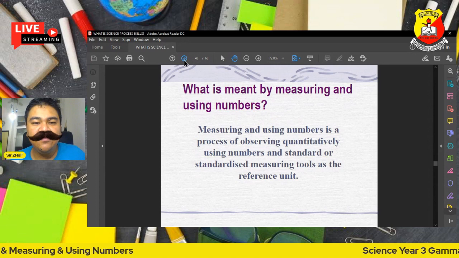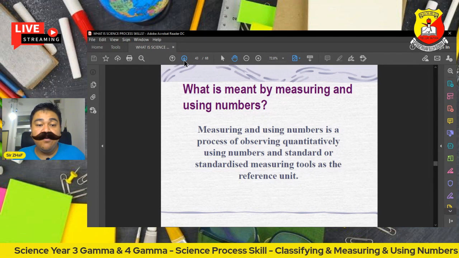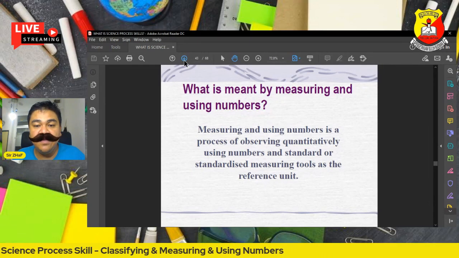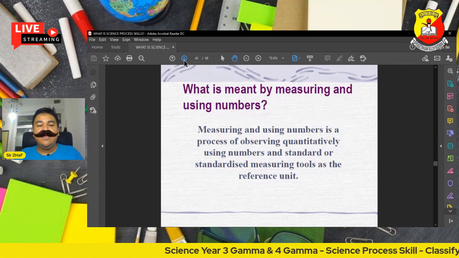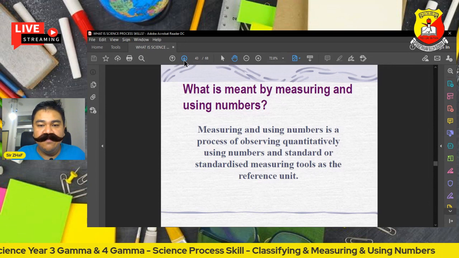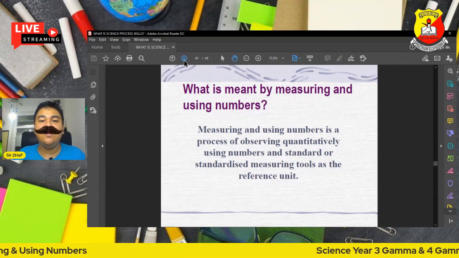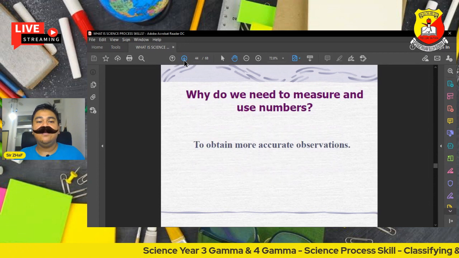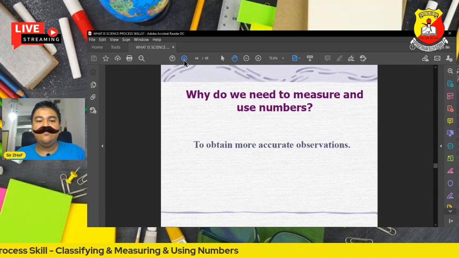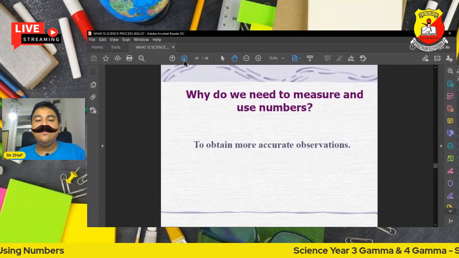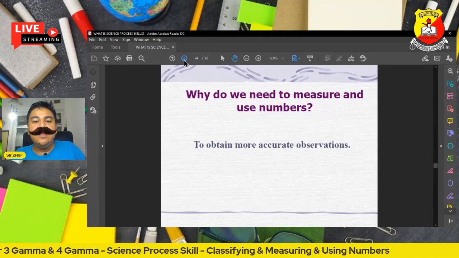What is meant by measuring and using number? This is the definition. Measuring and using numbers is a process of observing by using numbers and a standardized measuring tool as the reference unit. For easier understanding, measuring and using number is when you are using a tool or a standard unit and interpreting it into a number. Why do we need to measure and use number? Kenapa perlu ni? We need to measure and use the number to obtain more accurate observation.